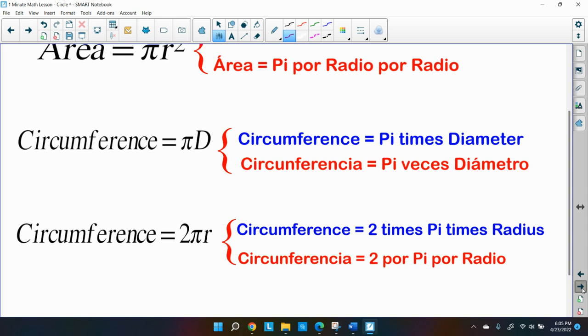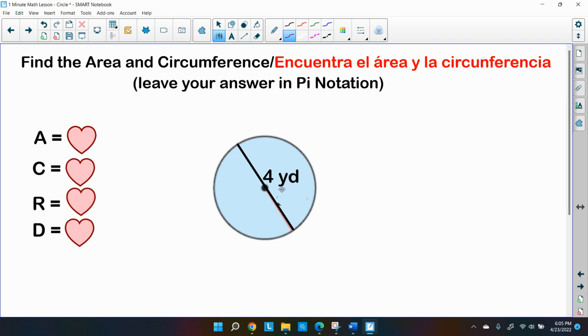All right, so let's do some examples to see if we get it. Oh, okay. Find the area and circumference and leave your answer in terms of pi notation. And what's pi notation, Dr. Rob? That means you don't have to multiply by that 3.1415 and all of that other stuff that goes with pi. You can leave your answer as just your number next to pi, because you're growing up to be big boys and girl math students.